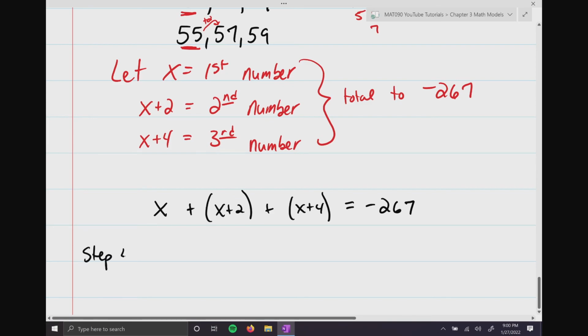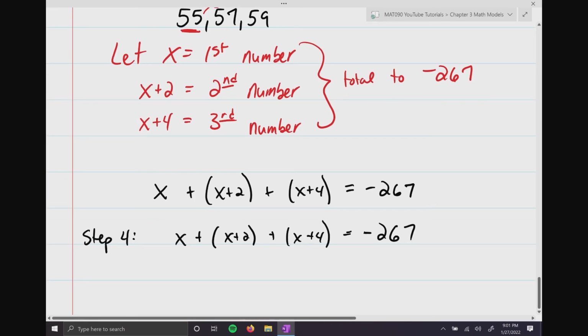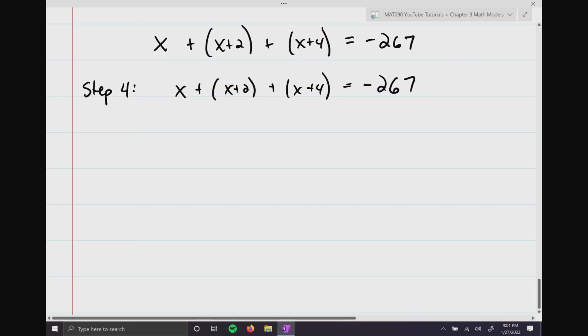Step 4, I'm just going to rewrite it because we're going to go ahead and solve it. Now just remember, you got to be careful. And you also got to remember that the problem wants the 3 numbers, not just one of them. So let's go ahead and let's solve this. First thing, I know those parentheses, I got to distribute a positive 1, but that doesn't change anything. So I can just go ahead and erase them. Now I'm just going to group all my like terms. So I'm going to have 3x plus 6 equals negative 267.